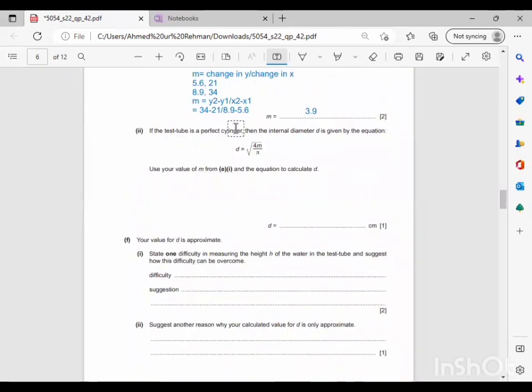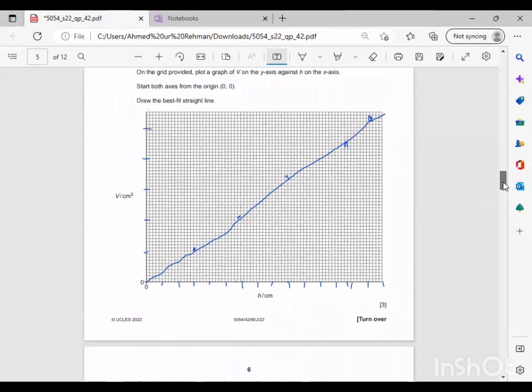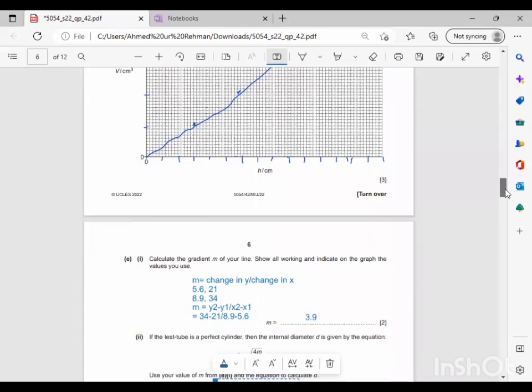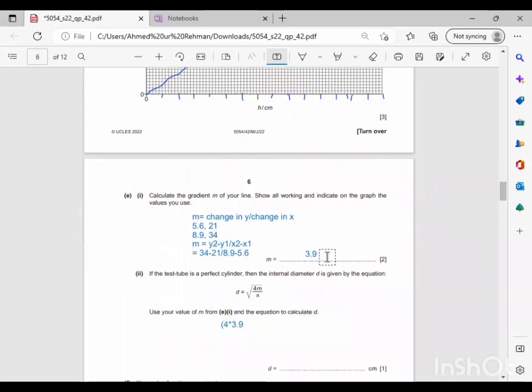If the test tube is a perfect cylinder, then the internal diameter d is given by the equation. Pretty simple. m is the gradient, so you're simply going to put in 4 into my gradient, which was coming as 3.9. The unit of gradient matters. Change in y: y has the unit cubic centimeter because V is on the y axis, and change in x: h has the unit centimeter. So cubic centimeter upon centimeter gives you square centimeter.